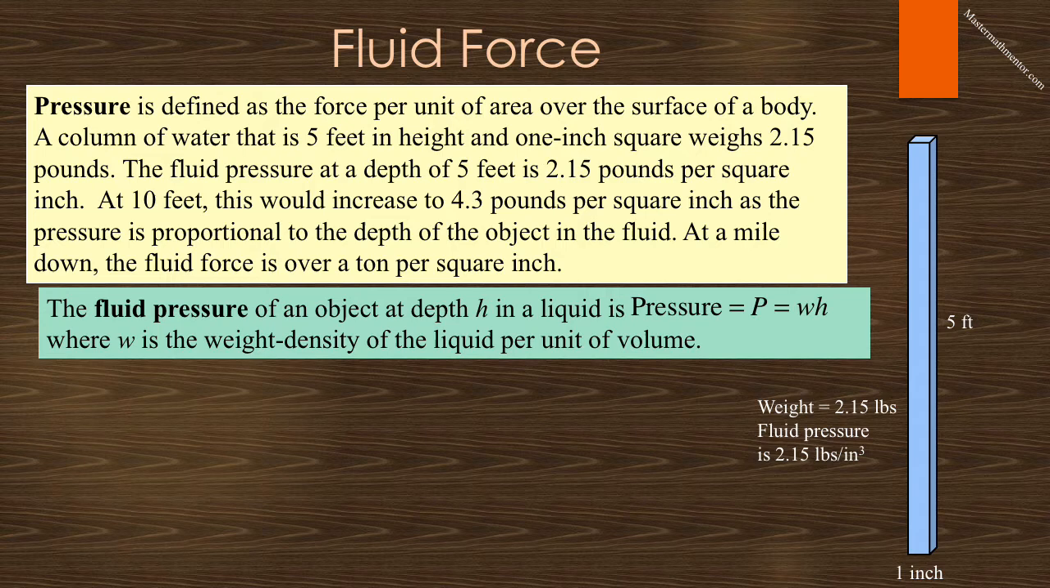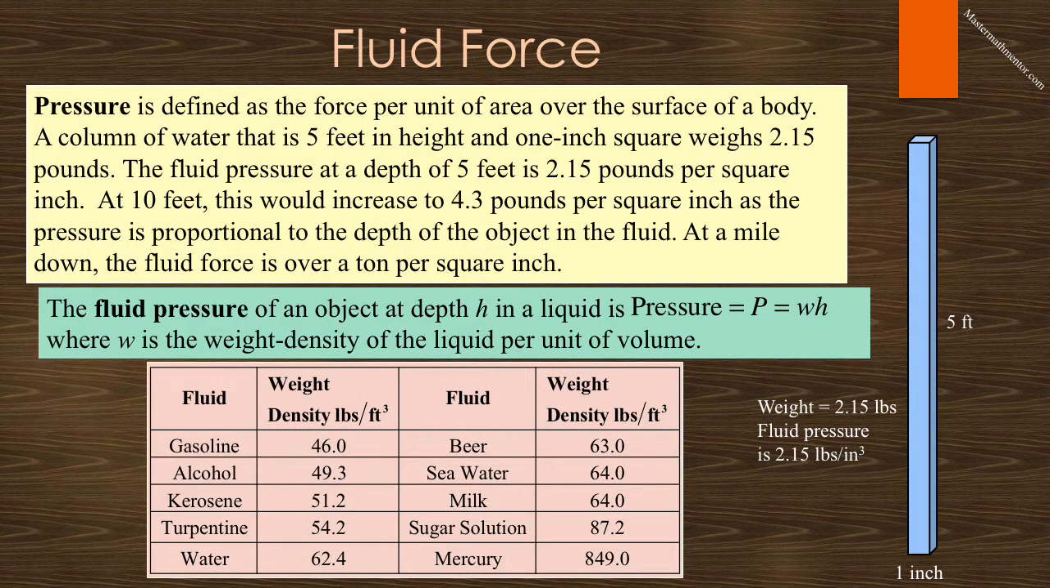To find the fluid pressure of an object at depth h in a liquid, we use the formula pressure is equal to, we'll use the variable P, WH, where W is the weight density of the liquid per unit of volume. Here are some common fluids and their weight density measured in pounds per cubic foot. Gasoline is 46 pounds per cubic foot, alcohol 49.3, kerosene 51.2, turpentine 54.2, and regular water 62.4.